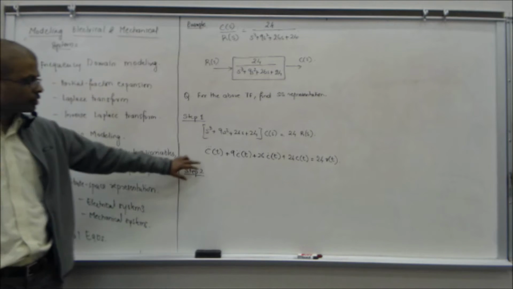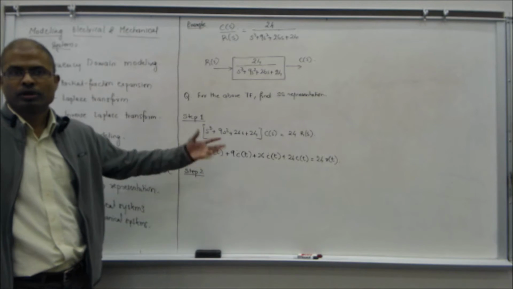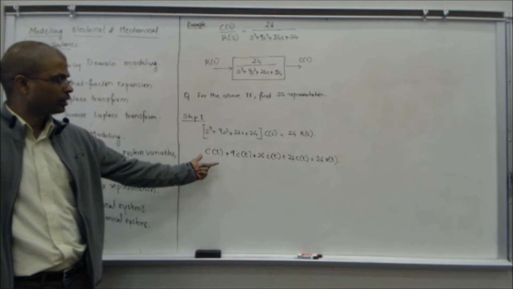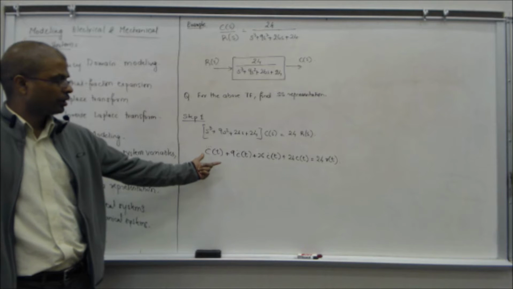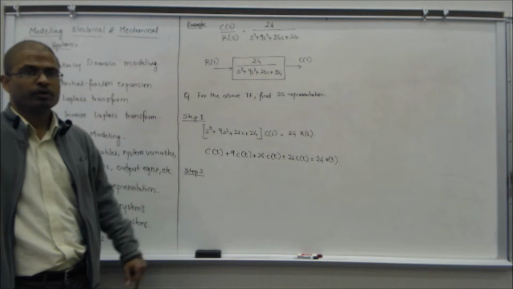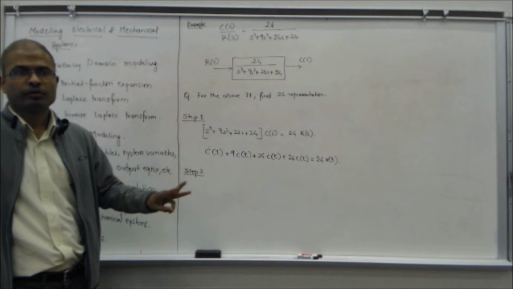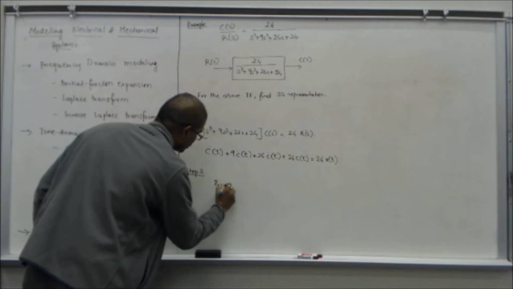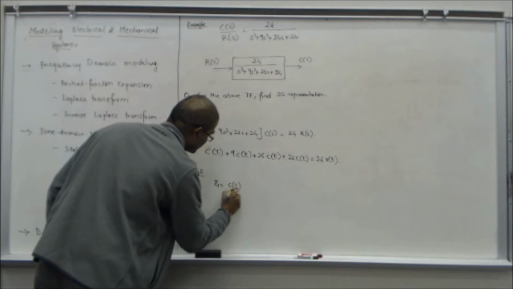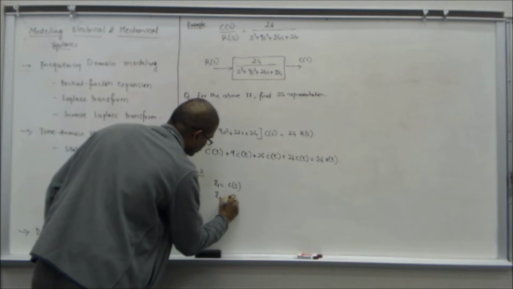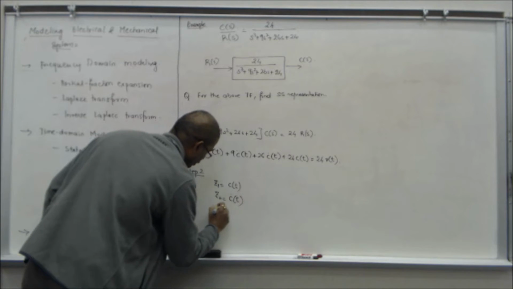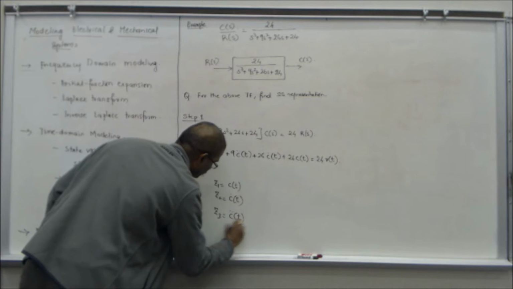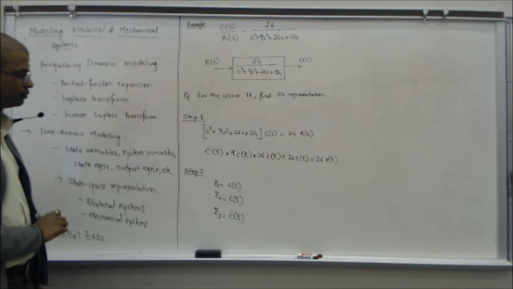So what is the order of this differential equation? Third order differential equation, right? So what you're going to say is this state space representation. How many state variables? There will be 3 state variables because it is a third order. So your state variables, you can just say Z1 is equal to C of t, Z2 is equal to C dot of t, and Z3 is equal to C double dot of t. Okay.